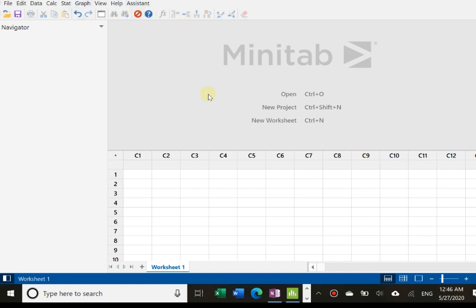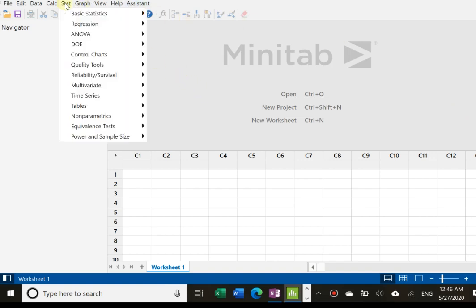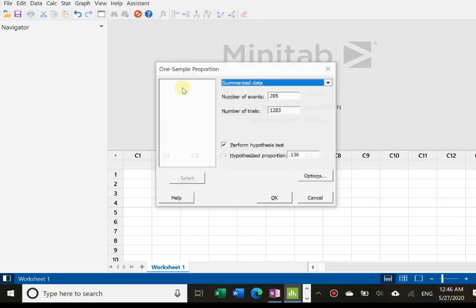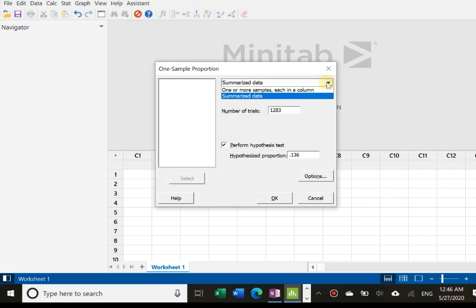Okay, now let's go to Stat, and we're gonna go to Basic Statistics. We've been there, right? Remember week 4 we went there and we actually did a z test, and we're gonna go down to proportion, percentage. One proportion is what we're doing. Click, and then in here it's giving us an option. Do you have summarized data, or do you have one or more samples each in a column? We don't actually have 1283 entries in a column here, so I'm going to use summarized data.